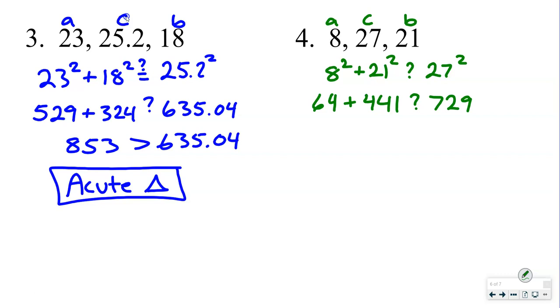64 plus 441 is 505. And bring down the 729. 729 is greater than 505, or 505 is less than 729. 729 was our c squared value. It is greater, so our triangle is obtuse.